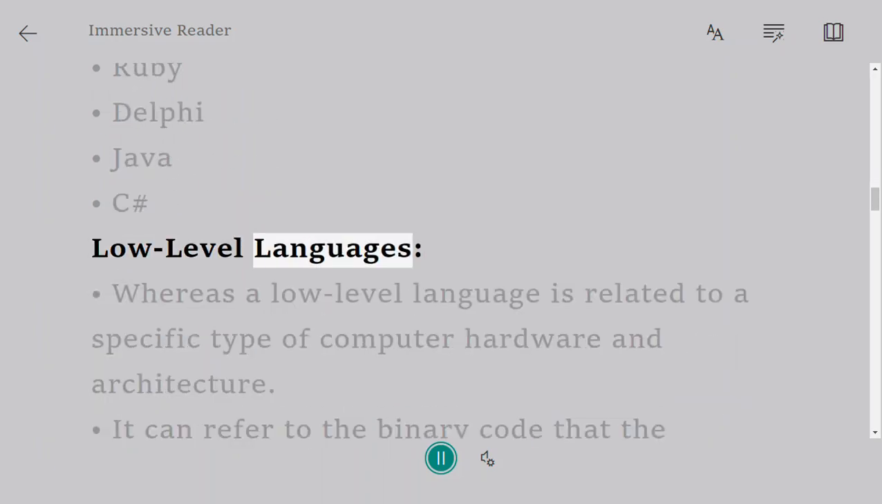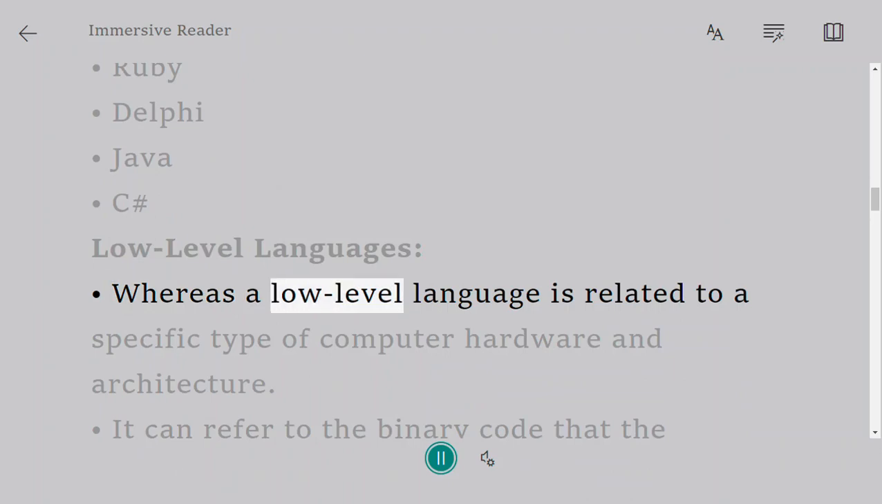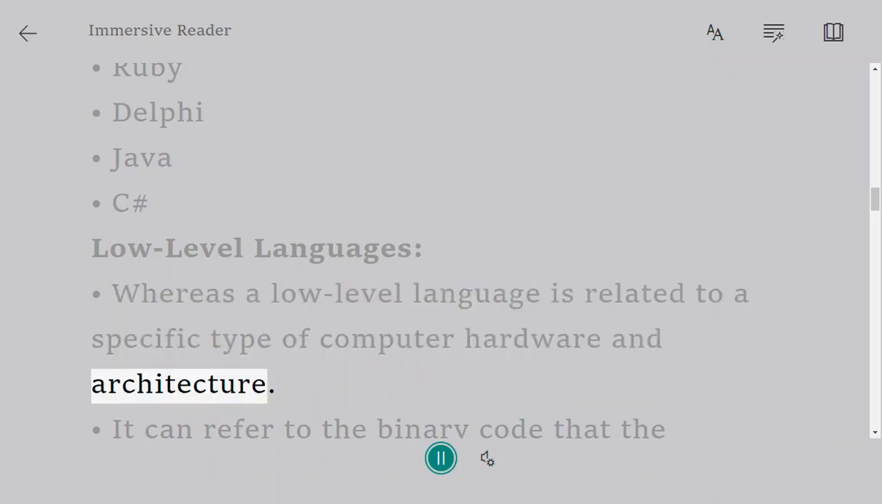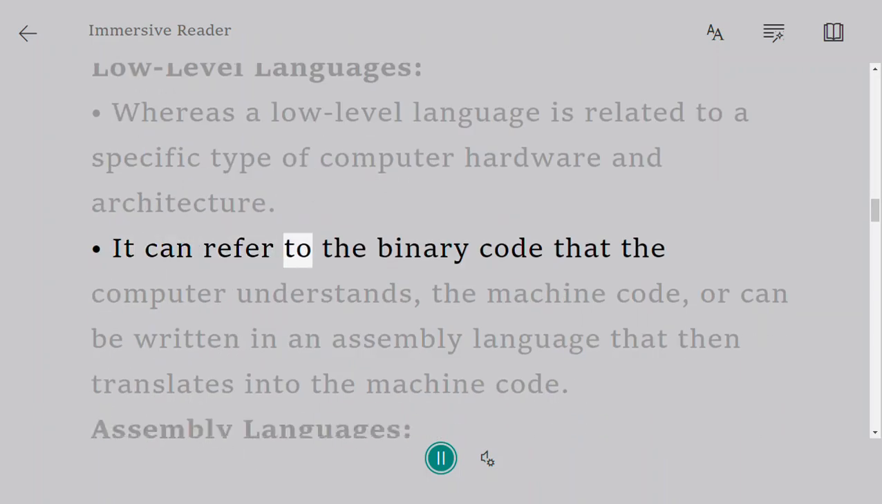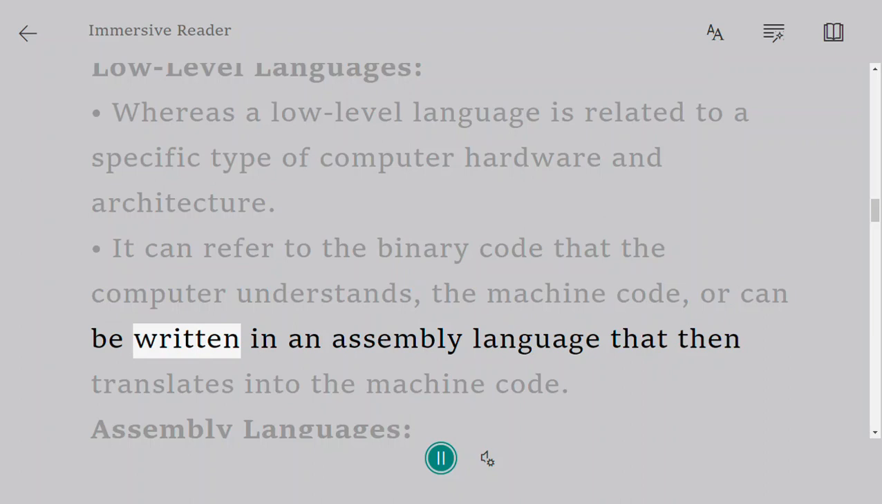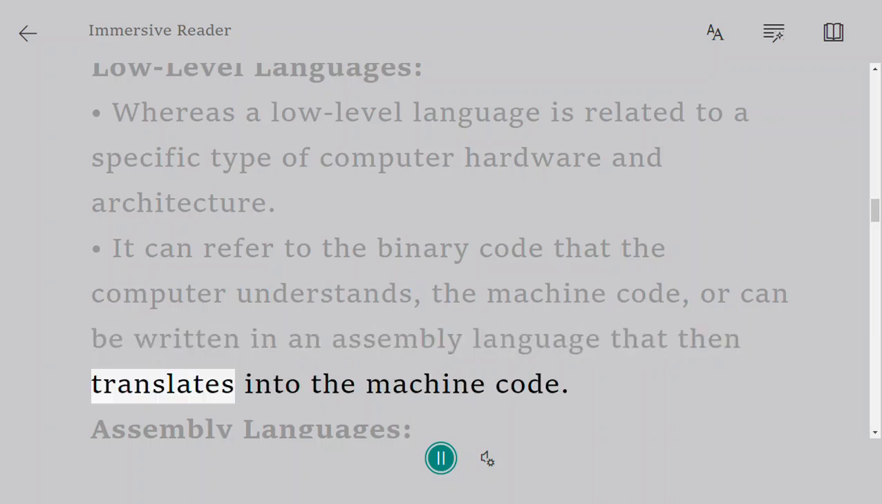Low-level languages. Whereas a low-level language is related to a specific type of computer hardware and architecture. It can refer to the binary code that the computer understands, the machine code, or can be written in an assembly language that then translates into the machine code.